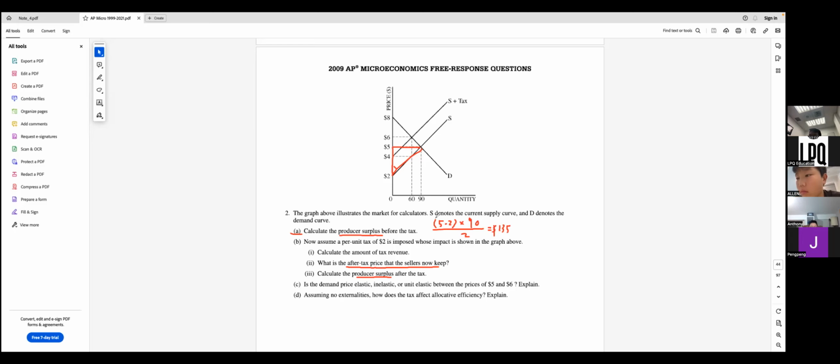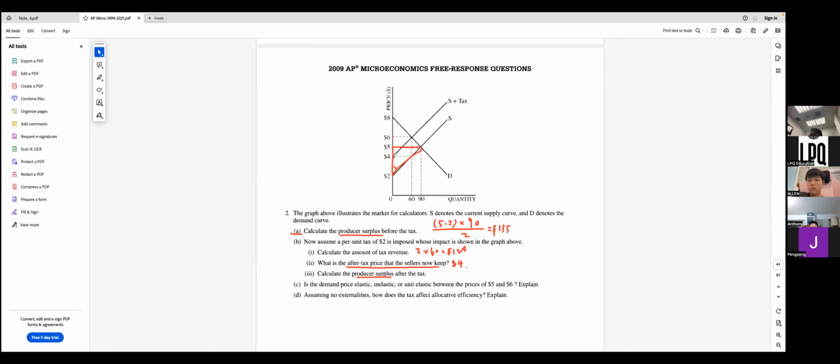Okay, so part B: assume a per unit tax of $2. The amount of the tax revenue is 2 times 60, $120, because it is the per unit tax times how many units we can trade after the tax. So 2 times 60 is 120. What is the after-tax price? After tax, the consumer price is 6, and we mentioned the government will take away $2. So $4 here.